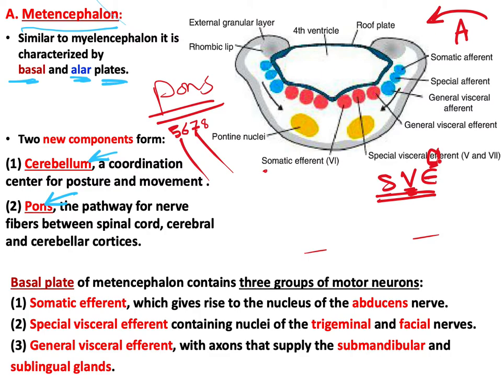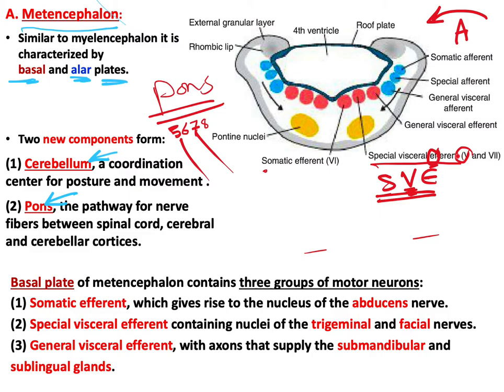So special visceral efferent, for example trigeminal nerve, would be, of course, for muscles of mastication. You can say mylohyoid, anterior belly of the digastric, and so forth.